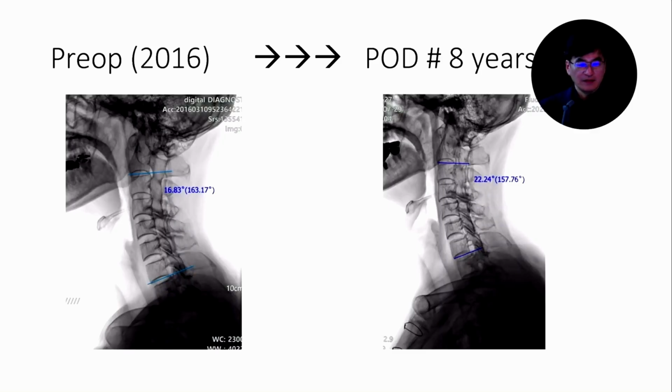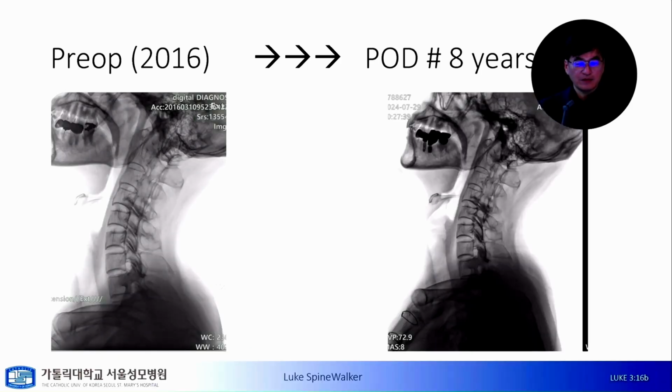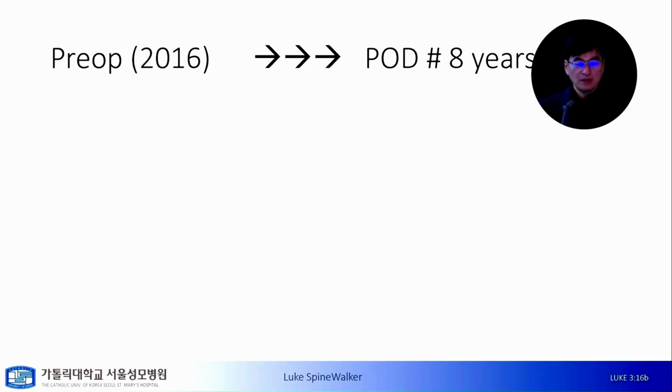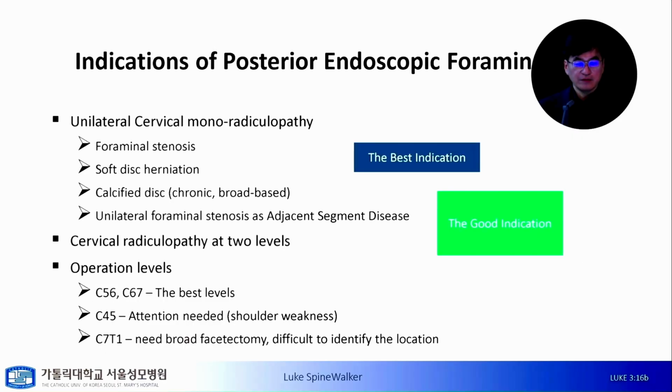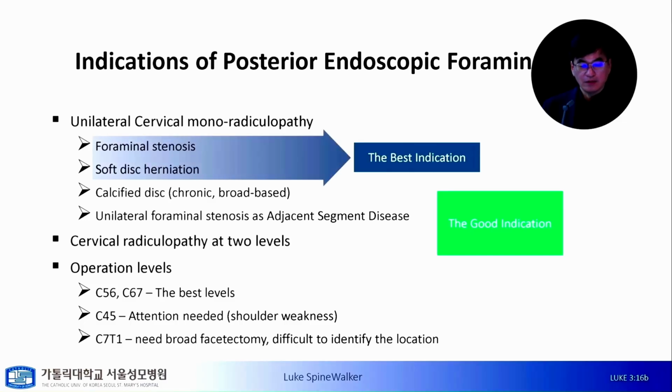So regarding the sagittal alignment, look at this. Remember, the patient has ankylosing spondylitis. This is an 8-year follow-up after decompression on the right side and left side. There's no aggravation of the cervical parameters. So my indication for cervical endoscopic foraminotomy: I think the best indication is stenosis and soft disc pathology. And also the calcified disc, especially broad-based, you can do it. I can say it is still a good indication, but should be cautious. Regarding the junctional problem, I think that is also a good indication. For others, the multi-level and CT junction, you should be careful, but you can do it as well.